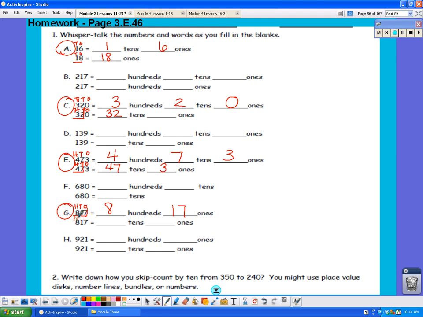Let's look at another way to state the number. It's still 817, but we're looking for a way to name it with only tens and ones. So I'm going to underline up until I reach the tens place. 81 tens, and that leaves us with our 7 ones. Again, we're working on naming our number a different way.